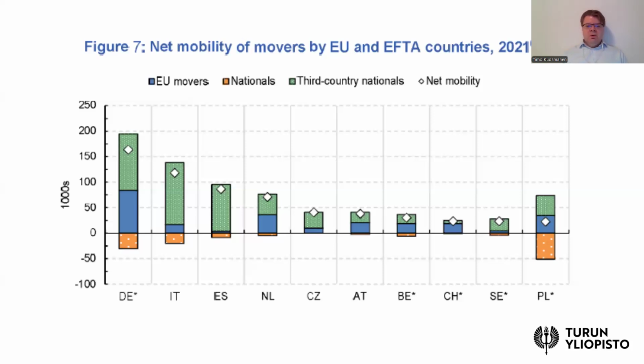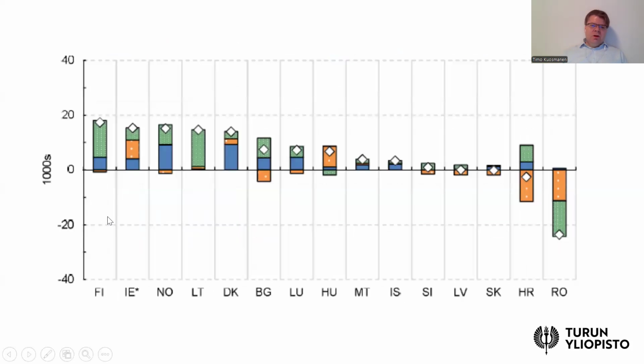If we then look at the smaller countries, notice that here the scale is that the smallest step is 50,000 movers. In the smaller countries, such as Finland, the scale is so different. There is 20,000 movers. So among the smaller countries, we see here Finland has gained both EU workers and third country nationals. There's some negative net migration away from Finland.